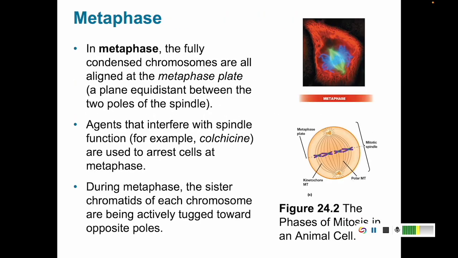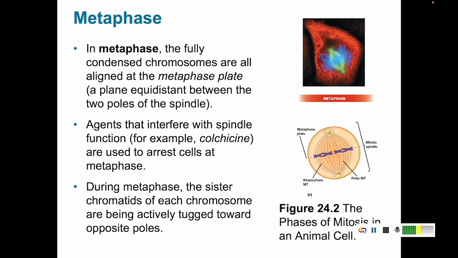Then our next phase is metaphase. In metaphase, you have fully condensed chromosomes, and they line up right in between your two poles. So you've got this nice line of chromosomes. That's called your metaphase plate. There's not an actual physical structure there. It's just kind of an imaginary line that creates your metaphase plate. And this is equidistant, or halfway equally, between your two poles here.